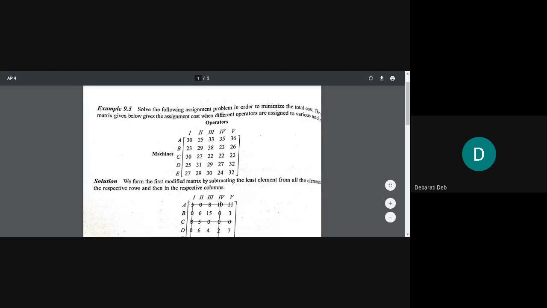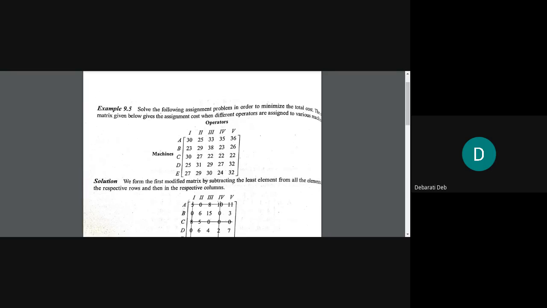This is problem number 4. I have named it AP4, so assignment problem 4, to be done in the class. So this is the fourth problem. Quickly write down the question in your copy.